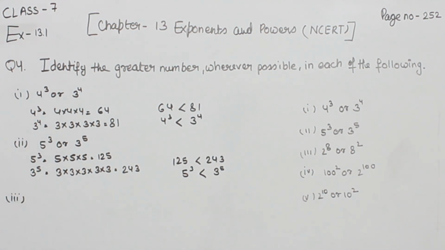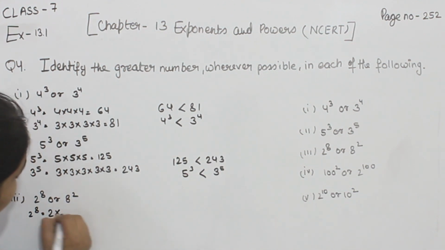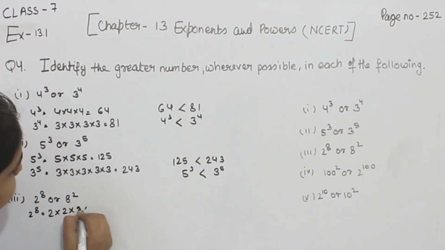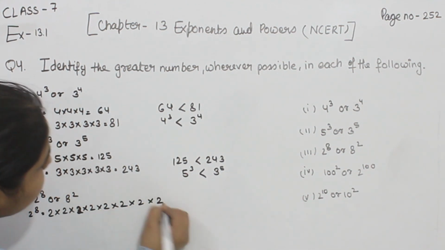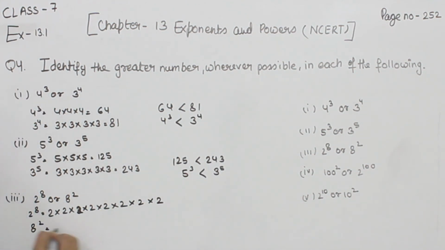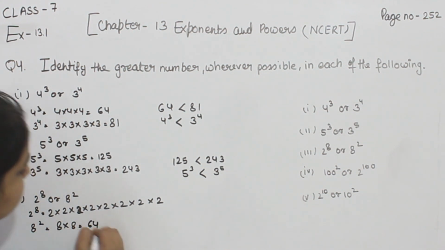Now coming to the part 3. In the part 3, we have 2 to the power 8 or 8 to the power 2. So first of all, we are going to solve it. So 2 to the power 8 means 2 is multiplied by itself 8 times: 1, 2, 3, 4, 5, 6, 7, 8. And 8 to the power 2 means 8 is multiplied by itself 2 times. So 8 8s are 64.